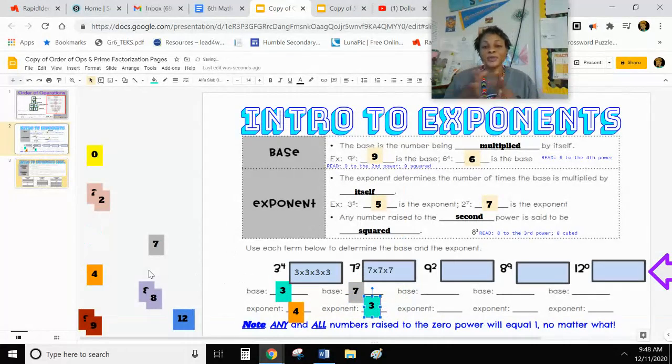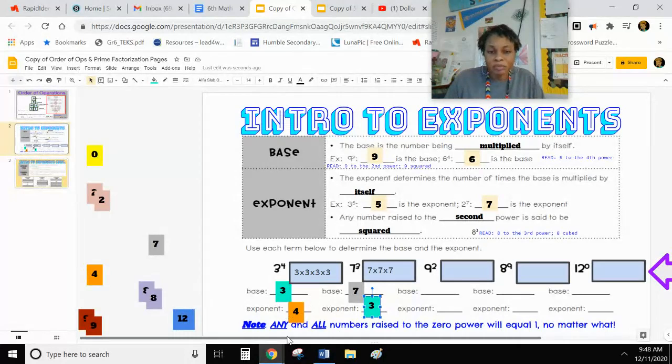So this is how you write them in expanded form. So this is in exponential form. This is expanded form. So we're going to expand it out. 3 raised to the 4th power means 3 times 3 times 3 times 3. 7 to the 3rd power means 7 times 7 times 7.